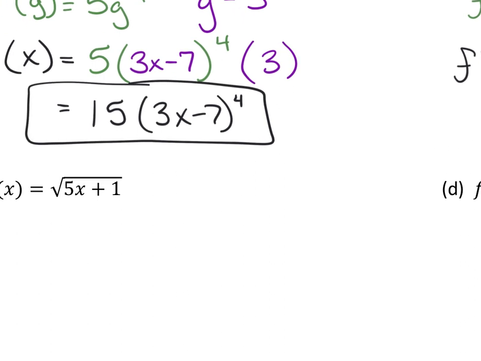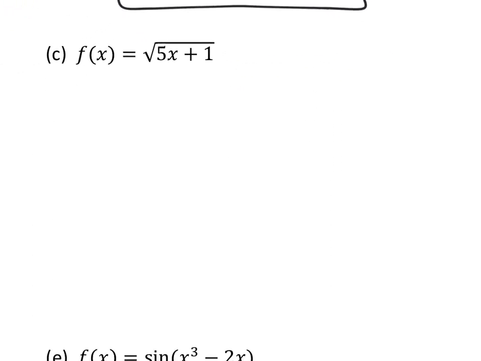Nah. Okay, this is another chain rule. It doesn't look like it because it doesn't look all that complicated. However, do you see that there is a 5x plus 1 tucked into a square root? That makes it a composite function, which means we need the chain rule to be able to take its derivative.